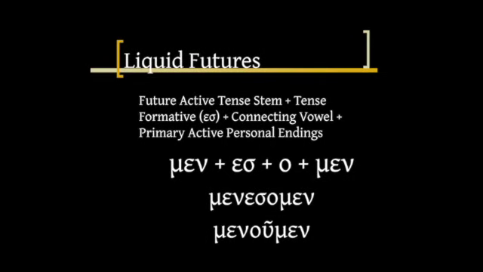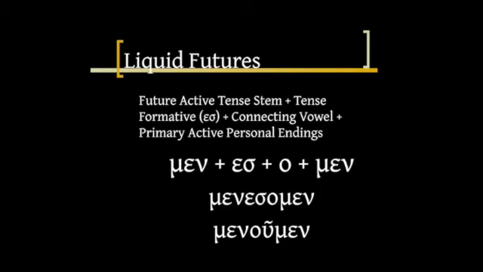The first form that we see are what we call liquid futures. And we call these liquid futures because the stem ends in a liquid. And so we'll talk about liquids in a minute. But with liquid futures, basically it's the future active tense stem, which is going to be your second principal part. The tense formative for liquid futures is going to be epsilon sigma. And then we're going to have the connecting vowel. And then we're going to have our primary active personal endings.